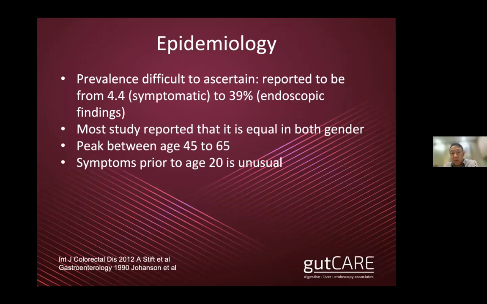The implication of that is that if the patient is too young, below the age of 20, they are quite unlikely to have hemorrhoidal disease. And likewise, if an elderly person, say 70 or 80 years old, comes with per-rectal bleeding for the first time, it's also quite unusual to be hemorrhoidal disease. You do have to look for other causes.